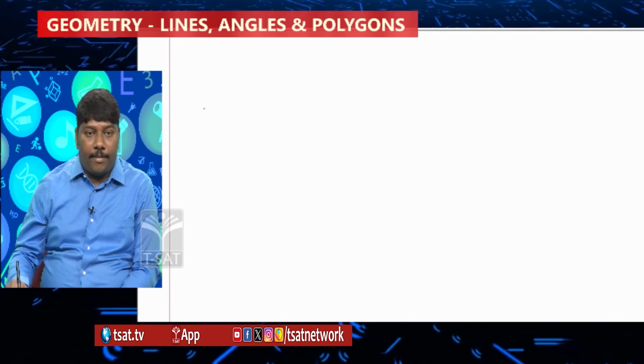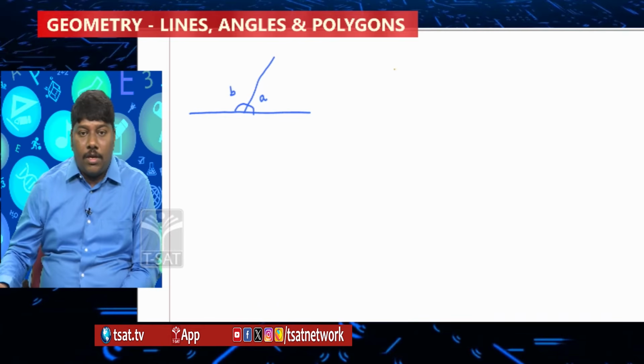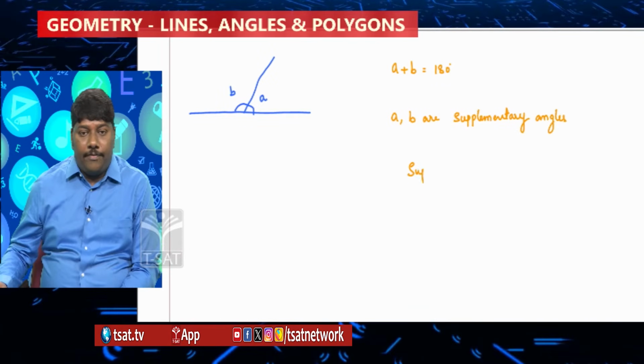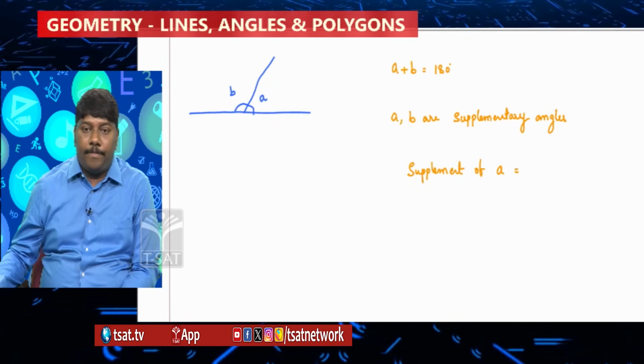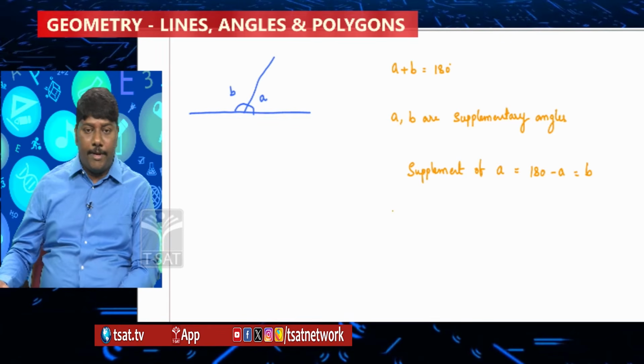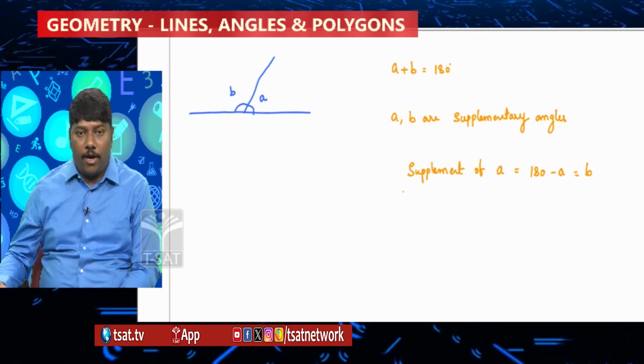If I take a straight line in the same manner, the angle formed by a straight line we take as 180, intersected by a transversal or else a line. Now here, angle A plus B is equal to 180 degrees. Whenever the sum of two angles is 180, we call A, B supplementary angles. If I ask you what is the supplement of angle A, it is 180 minus A or else B. The supplement of B is 180 minus B or else A.